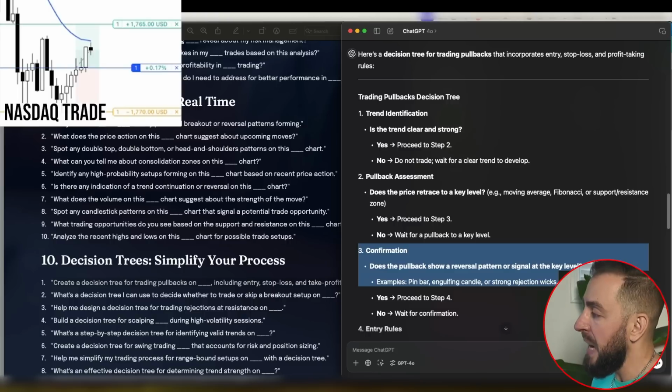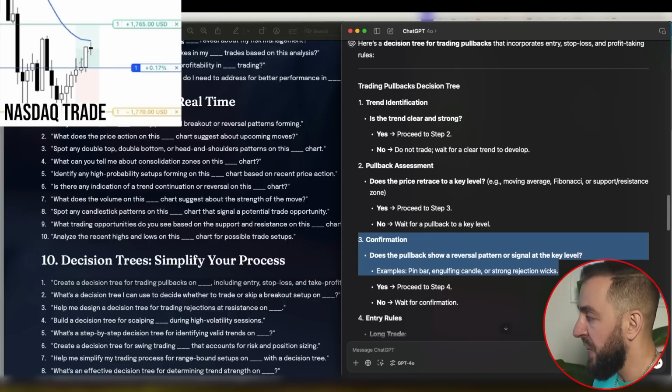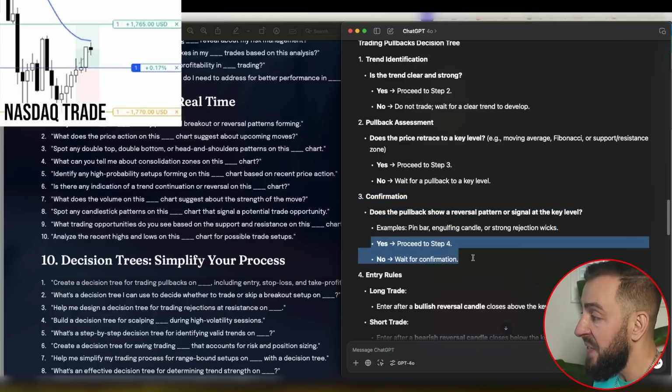Confirmation. Does the pullback show a reversal pattern or signal at the key level? Example, pin bar, engulfing candle, strong rejection wicks. If yes, proceed to step 4. If no, wait for confirmation.